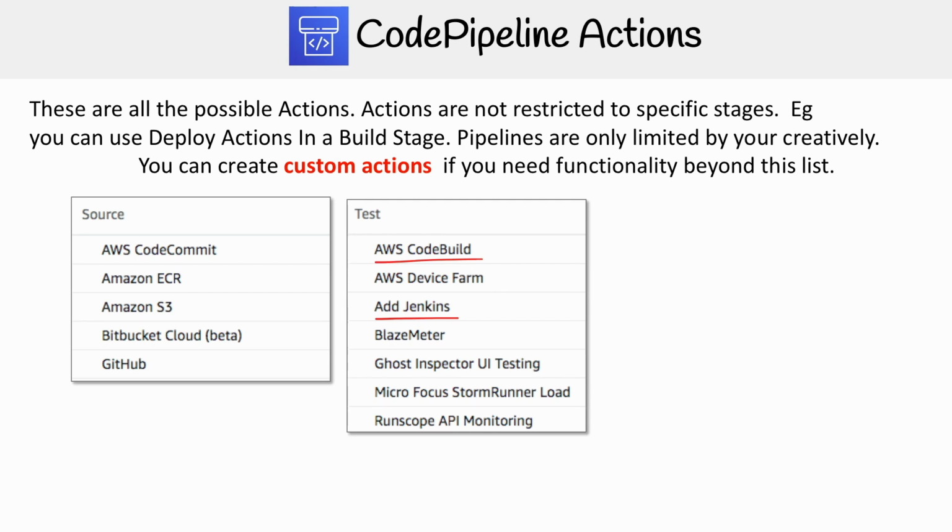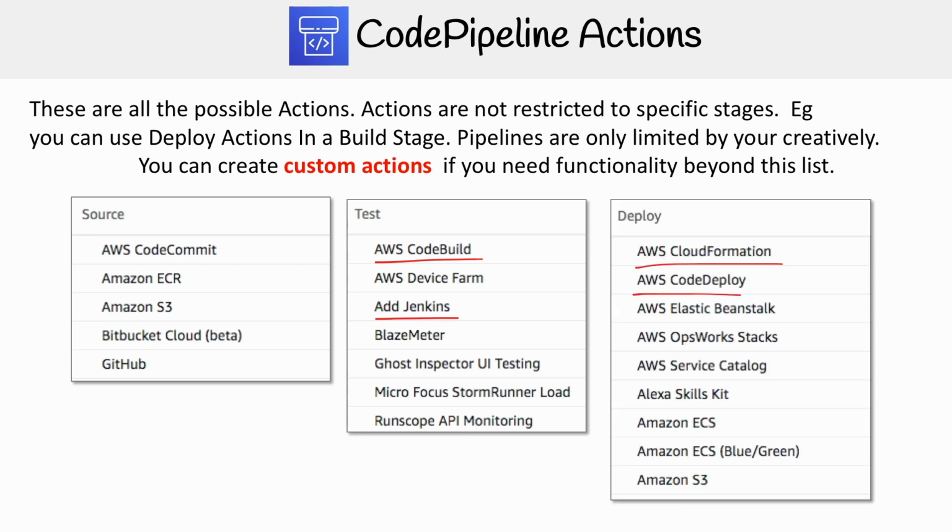But you can see we have a bunch of other ones there, and these are generally for building code and then running test suites and getting test coverage. Then you have your deploy actions, the most popular being CloudFormation and CodeDeploy, and then we have a bunch of other ones there like Elastic Beanstalk, Alexa Skills Kit, and Amazon S3.